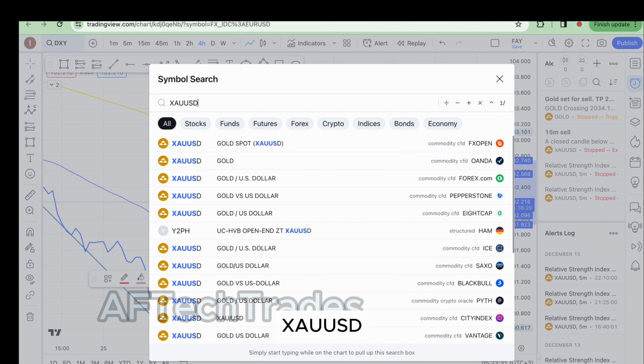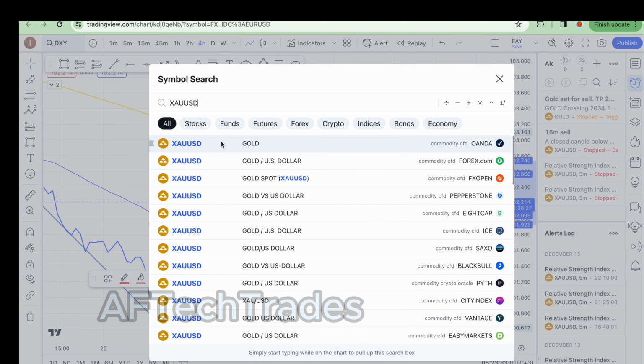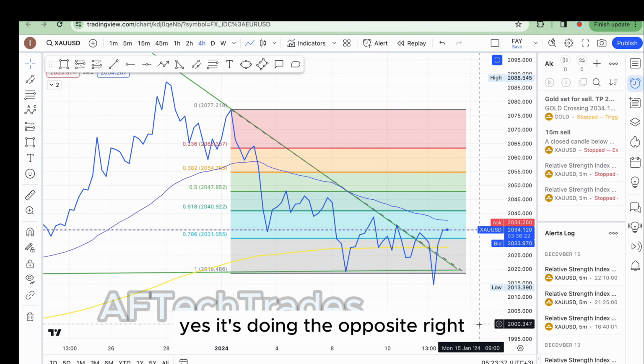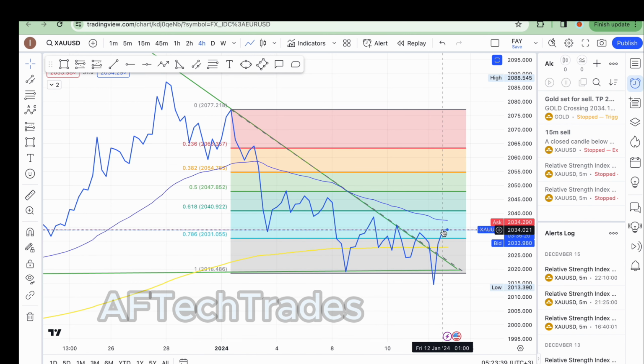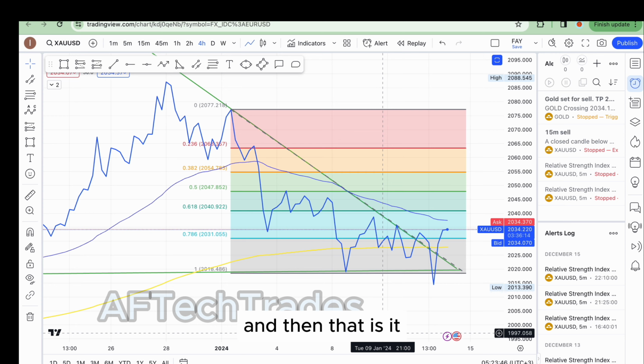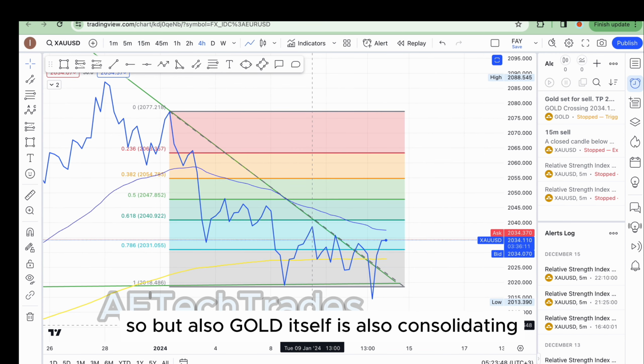XAU USD, 4 hours time frame. Yes, it's doing the opposite, right? So likely we'll see some little movement upward here, and then that is it. But also gold itself is consolidating.